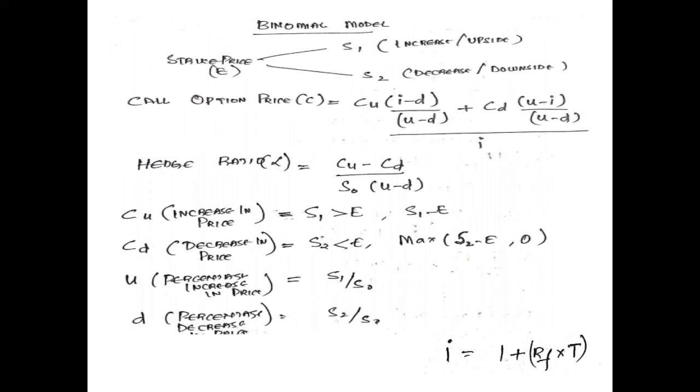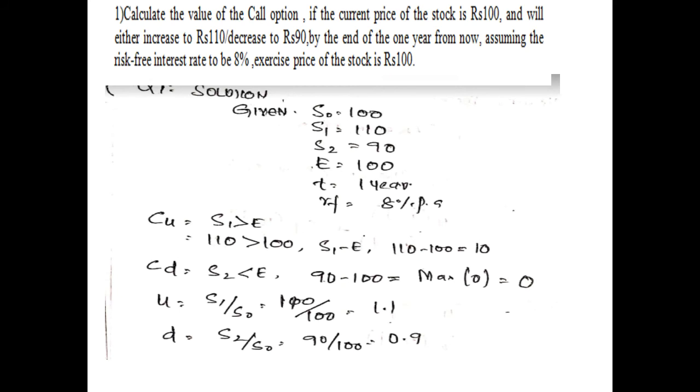This is how we can substitute the values and calculate the binomial model. This is about the conceptual formula for the binomial model. Let's proceed with the first question here.